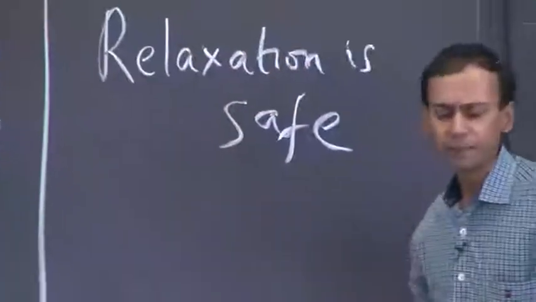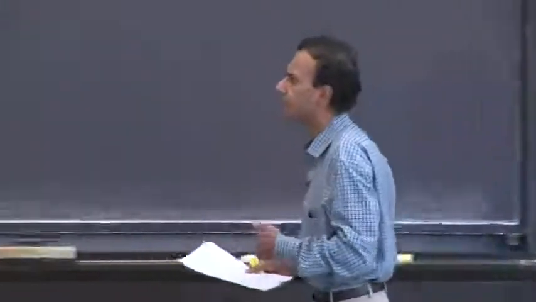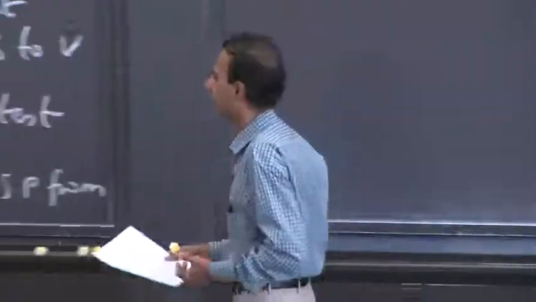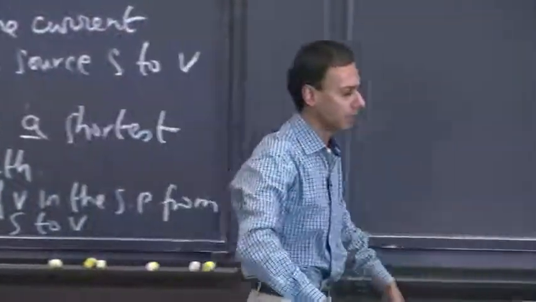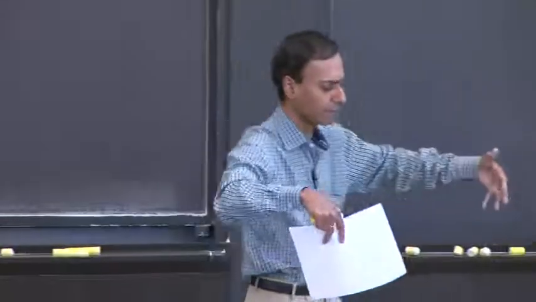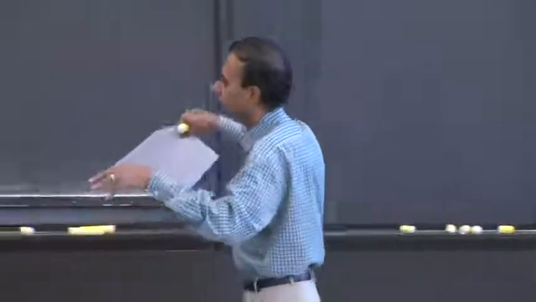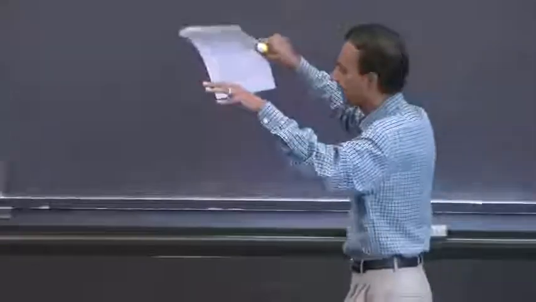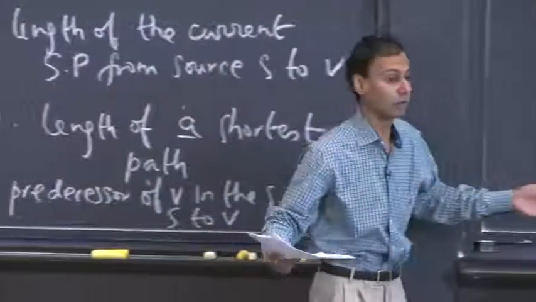What do I mean by that? Well, I want to make sure that I never relax an edge and somehow do something wrong which gets me a value that's less than delta SV. I want to be able to converge from the top. I want to be able to start with these infinity values because I don't have a path to this particular vertex, and continually reduce the values of the priorities and then get down to delta, the correct values, and I don't want to go any further.